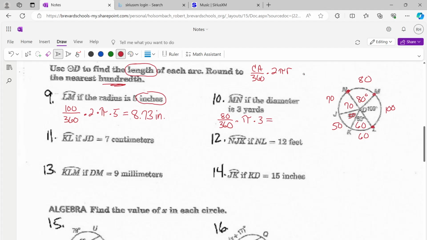All right, your other formula you can use is central angle over 360 times pi times diameter. So 80 divided by 360 times pi times 3 equals 2.09, and that's going to be in yards.